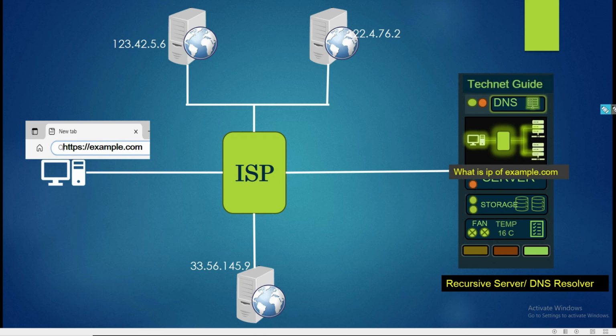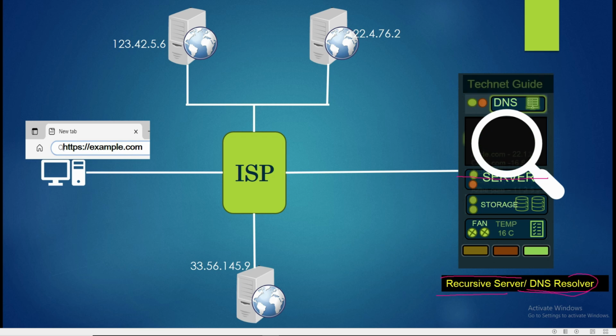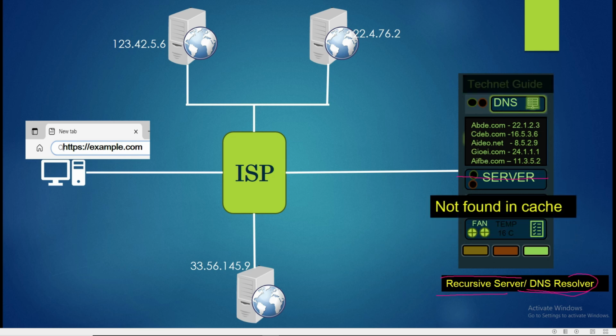This DNS server is also known as a recursive server and DNS resolver. Now when it is asked the IP address of example.com, it will check in its cache memory. This DNS resolver will check in the cache memory. If example.com is not found here, it will show not found in cache. Now example.com is not found in the cache of the DNS server.